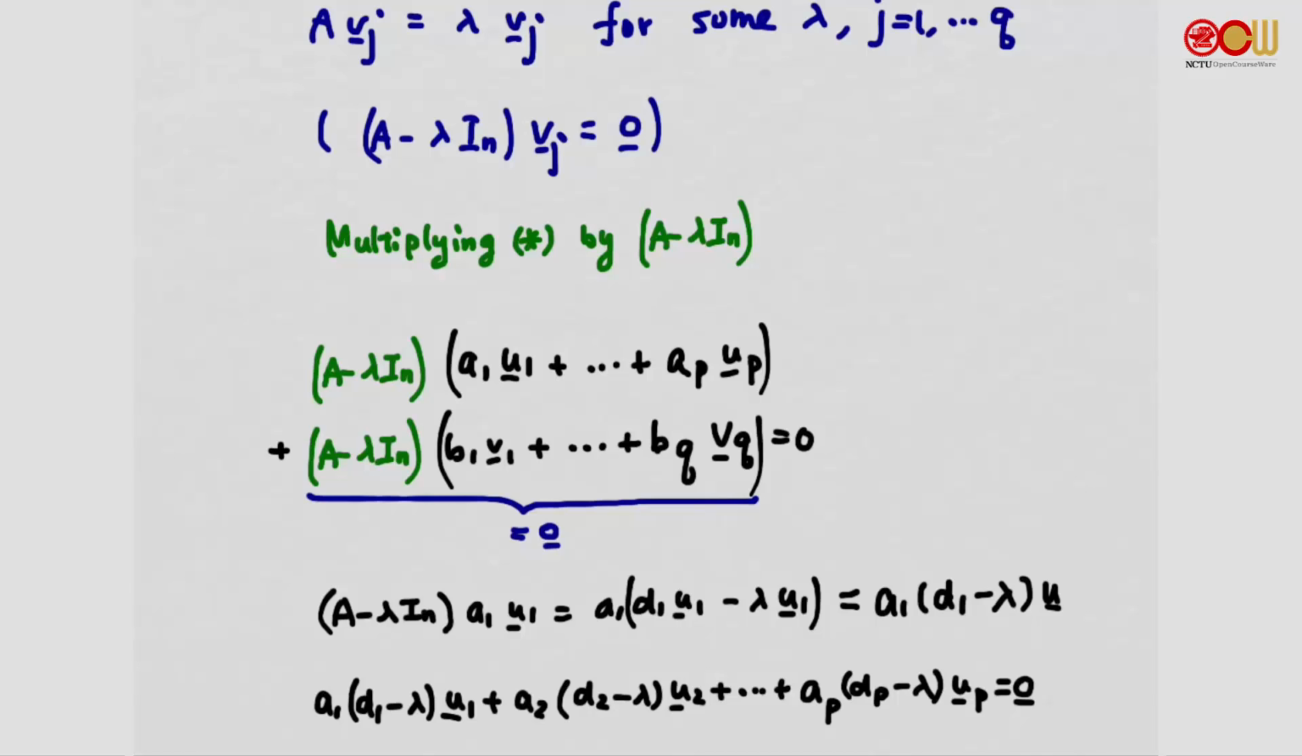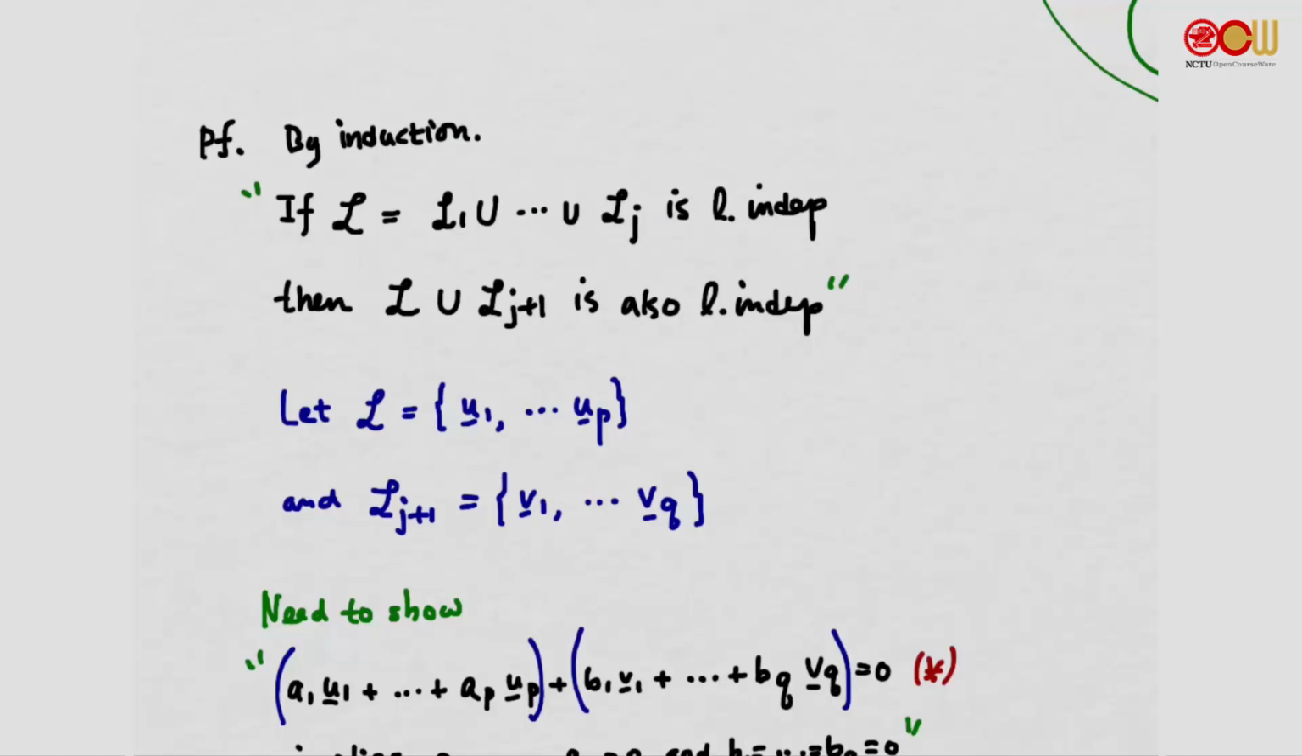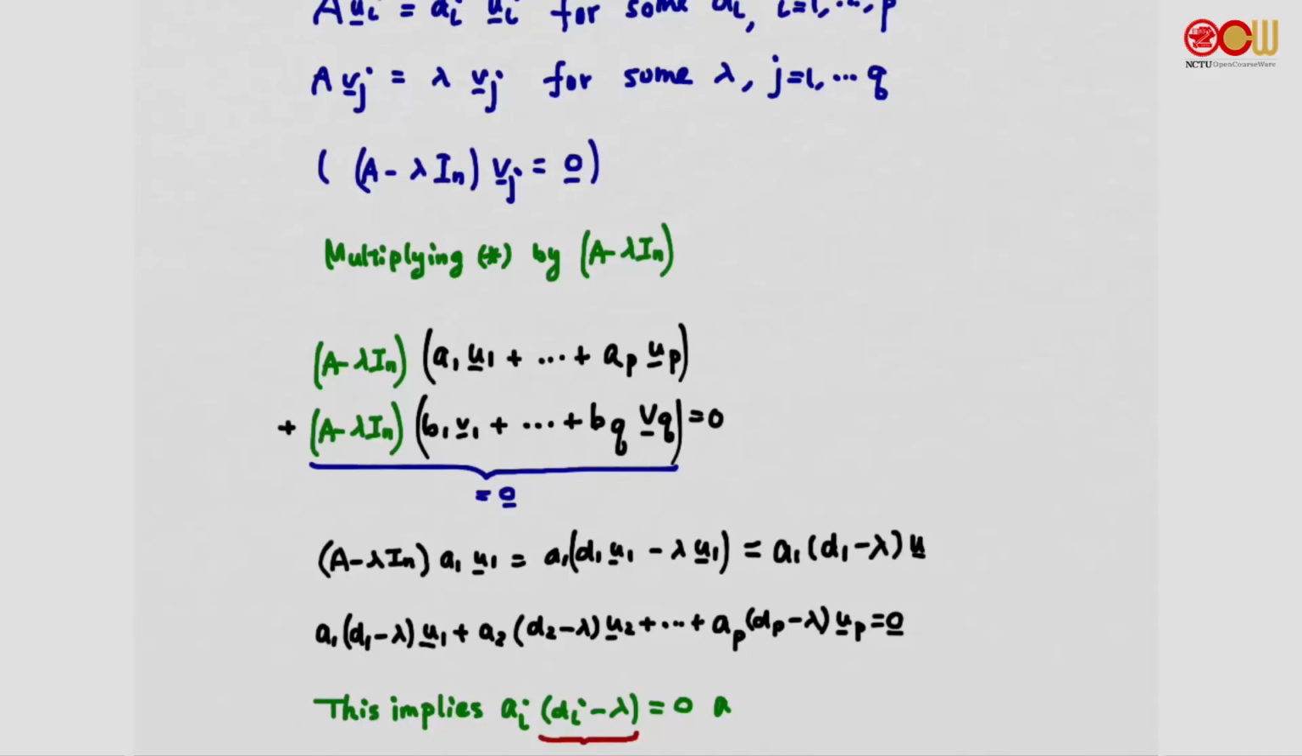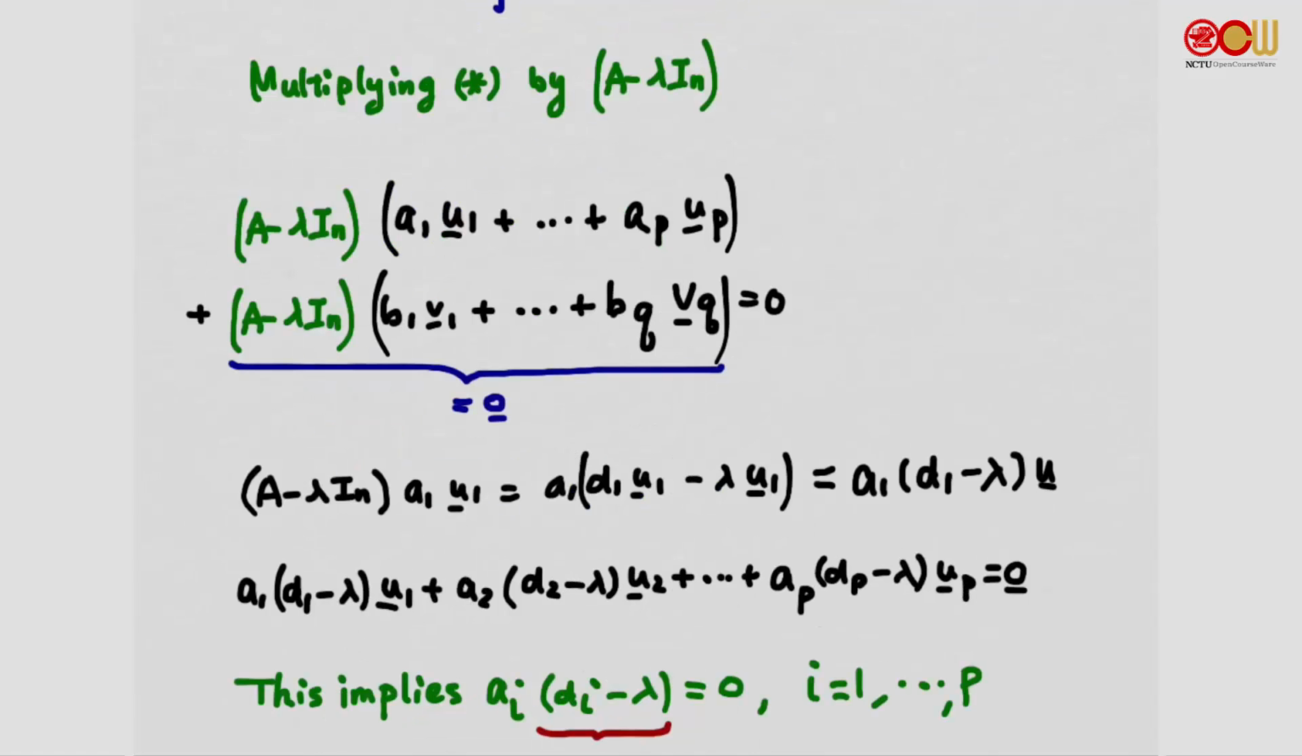But we know that these u vectors are linearly independent by assumption. Remember, we assume that this is linearly independent, and we want to show the union is also linearly independent. So these u vectors are linearly independent and the linear combination is equal to 0. That means that all the linear combination coefficients are equal to 0. So this implies ai (di minus lambda) is equal to 0, i goes from 1 to p.